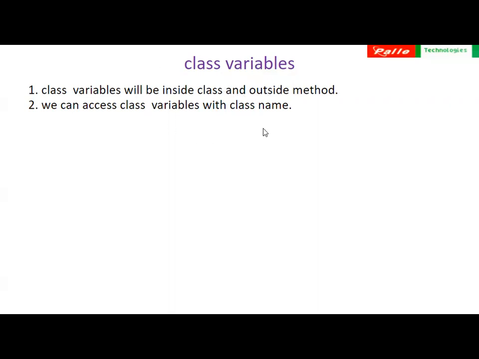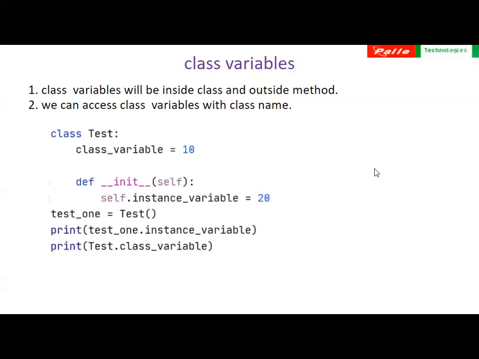Okay. So how do we access an instance variable? With the object or self, correct? With the help of self or with the help of the object. So this is the major difference between an instance variable and a class variable. Is it clear? Let us see one example.